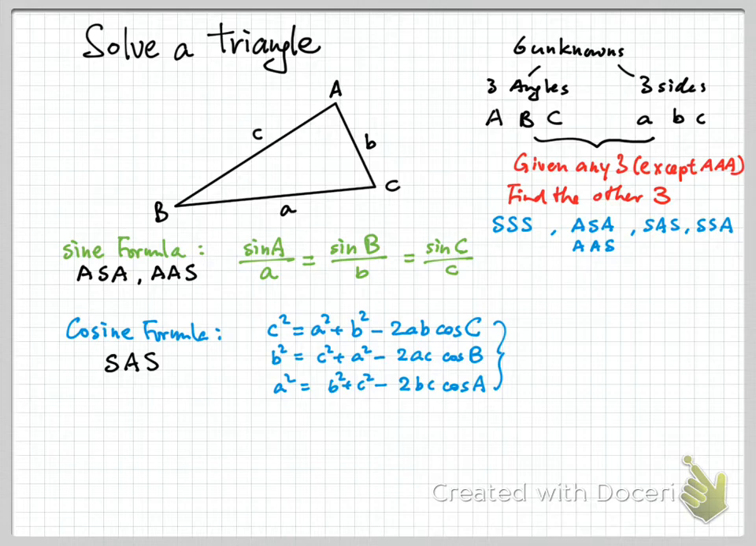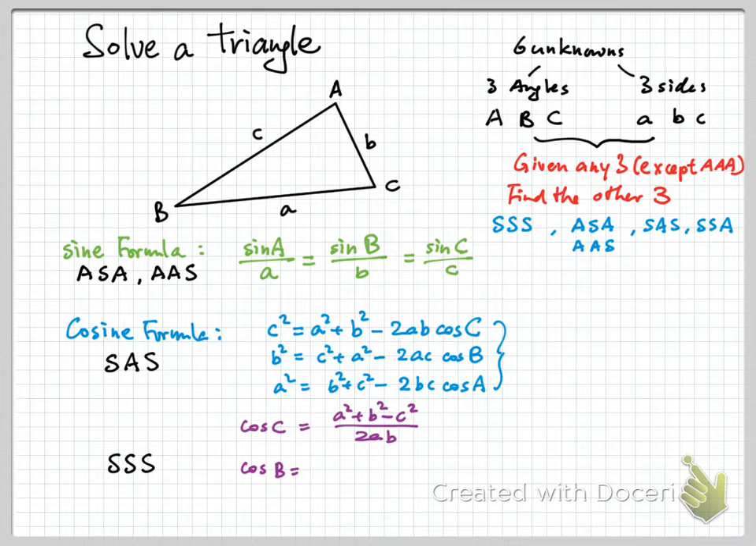Now, rearranging these, we have another set of cosine formulas that works for the triple S condition. Say if you rearrange the first one, we have cosine C equals a squared plus b squared minus c squared, divided by 2ab, right? You just rearrange the terms in the first one, and then you can arrive at this one. And likewise, for cosine B and cosine A, we have similar formulas.